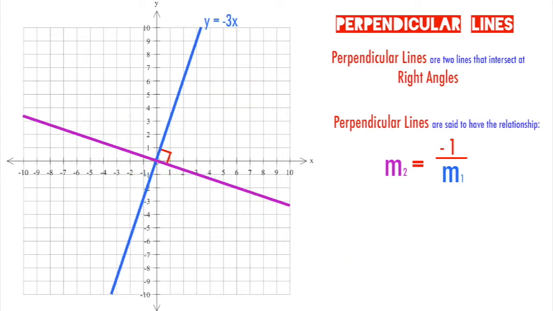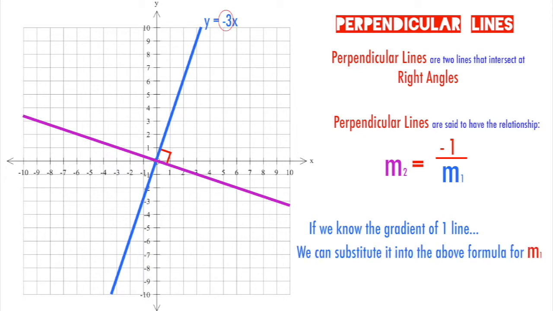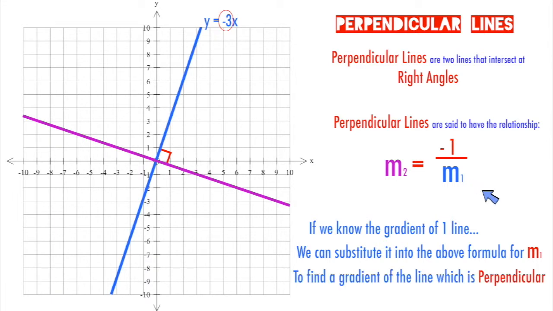So essentially summing up now, if we know the gradient of one line, for example the blue one being negative 3, we can substitute this into the above formula for m1. And this will give us the gradient of the line which is perpendicular to it. In the case of the purple line, this is negative 1/3.